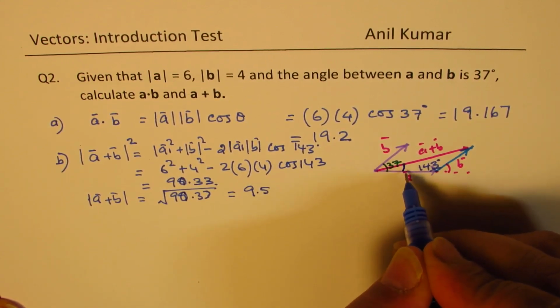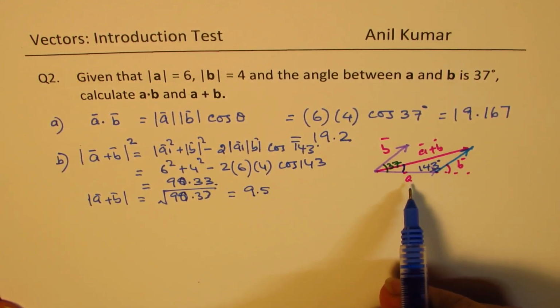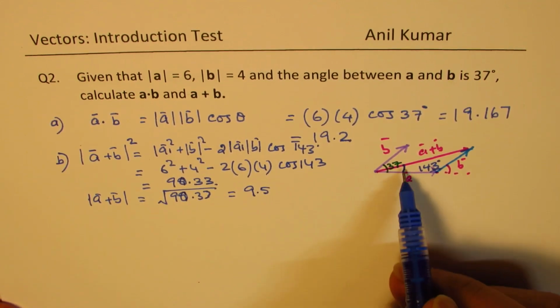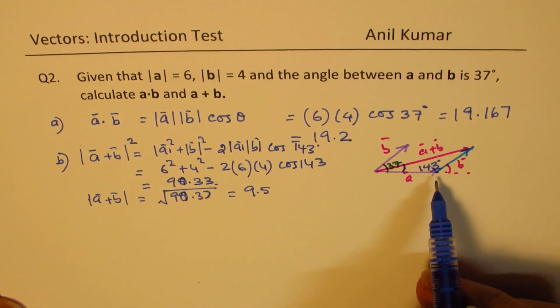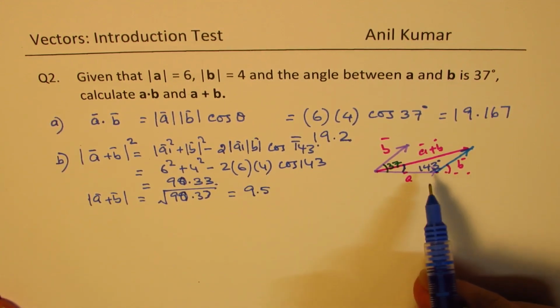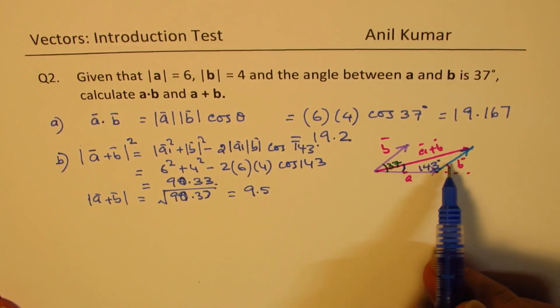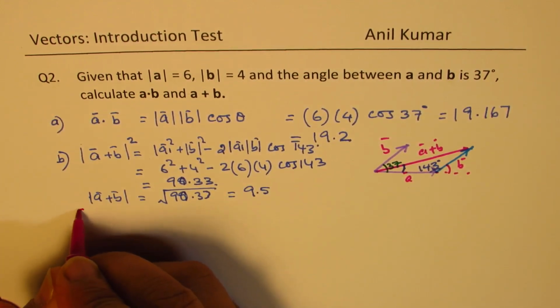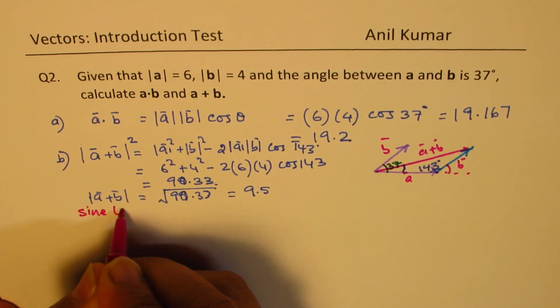Now we need to find the angle which it makes with A. Only then the vector is completely defined. So you should have direction and magnitude. We found the magnitude as 9.5 units. Clear? To get this angle, we can use cosine law or sine law. We have one angle and 3 sides, so sine law should be used, correct? So now to find that, we will use sine law.